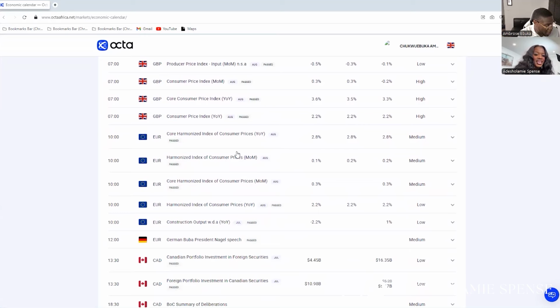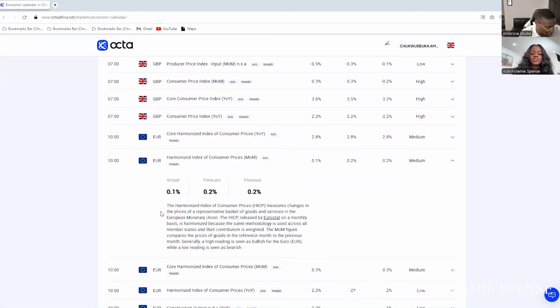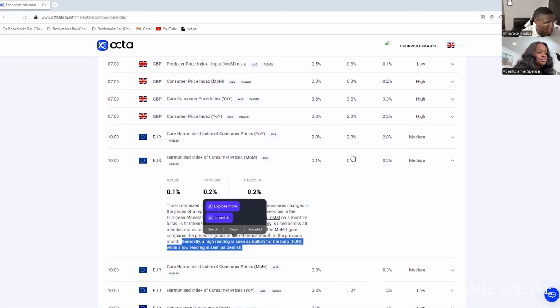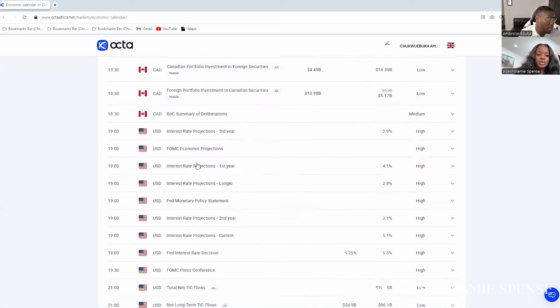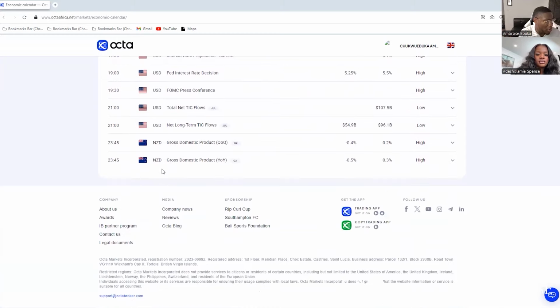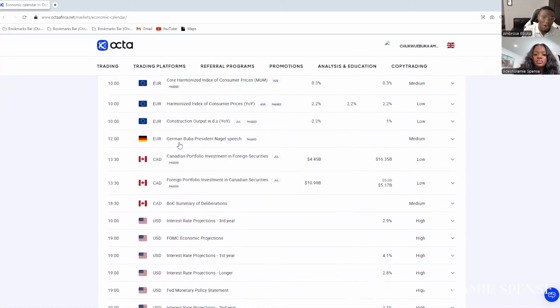So it's the same thing for every event here. You can just click on it, understand what it means. At the last sentence, you can use it to know if this is going to be bullish or bearish for the currency in question. In this case, it's going to be the euro. We have it for the Canadian dollar, the US dollar, the New Zealand dollar, and all that.